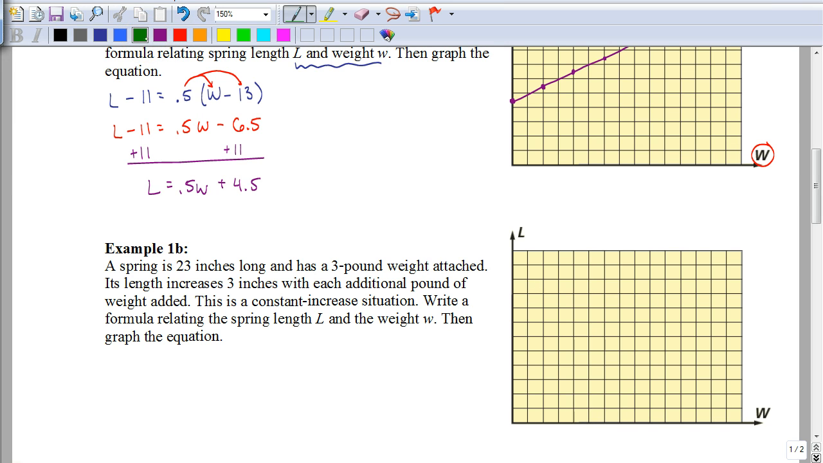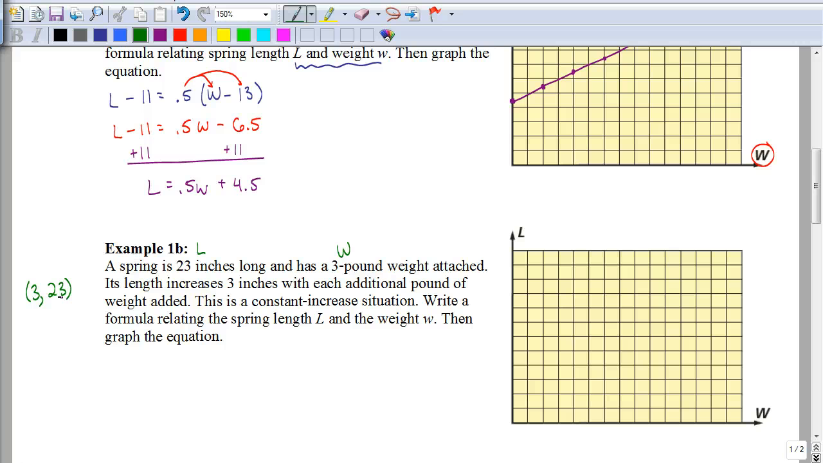So first off, a spring is 13 inches long when a 3-pound weight is attached. Remember, your weight is your x, because the length of the spring depends on the weight, not the other way around. So this would be the coordinate 3, 13.